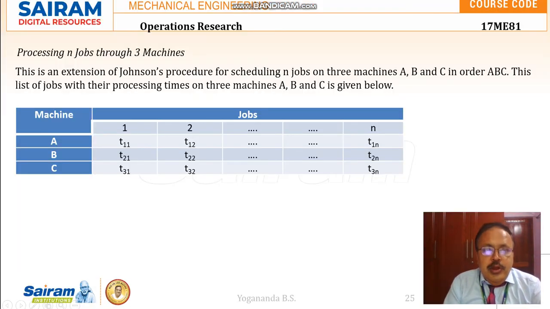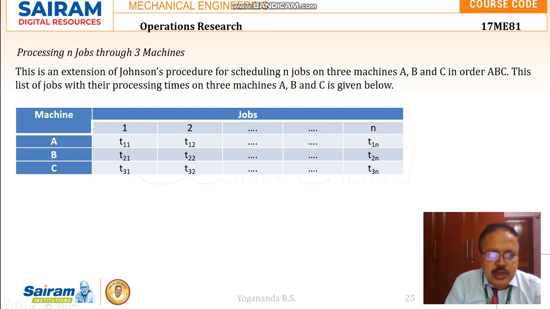In earlier problems, we have seen n number of jobs through two machines. Now, n number of jobs are to be performed through three machines A, B, C in the order A, B, C. That is, whatever job is taken, first it has to get processed through machine A, then it has to enter machine B, then machine C.